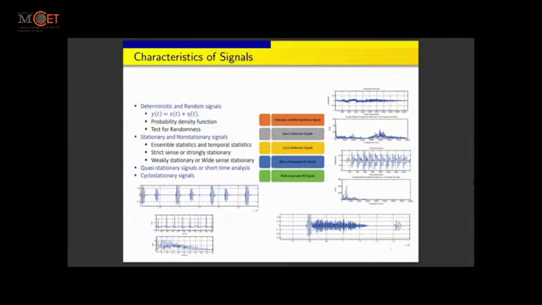Then for this type of signal, your Fourier transform spectrum looks discrete, but you feel that no, I have to get only a continuous spectrum because that is what I studied in the class. So therefore, we must know what type of signal you are going to process. That's one of the examples of a cyclostationary signal.